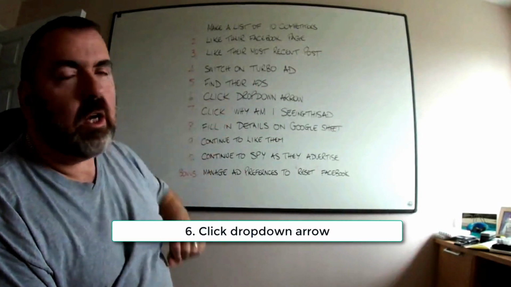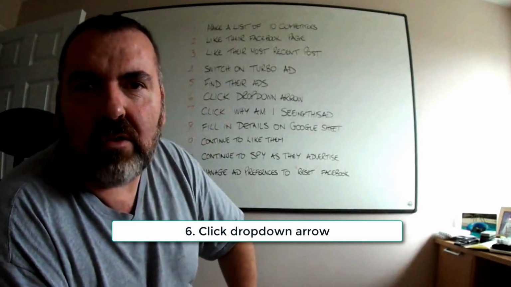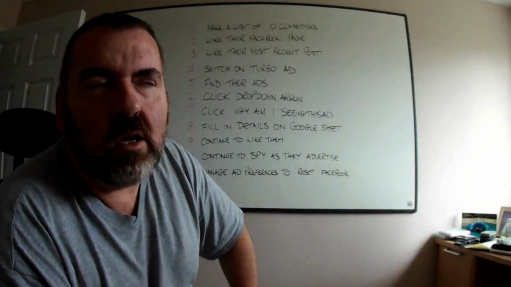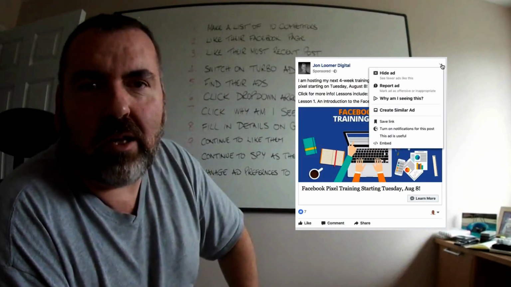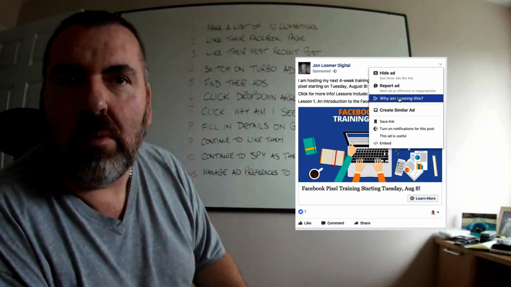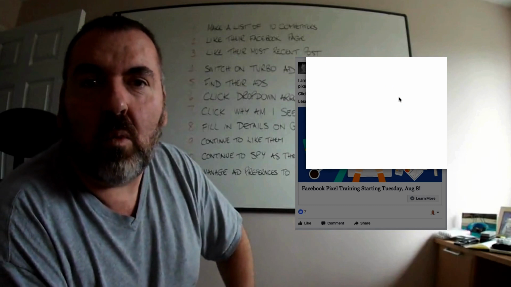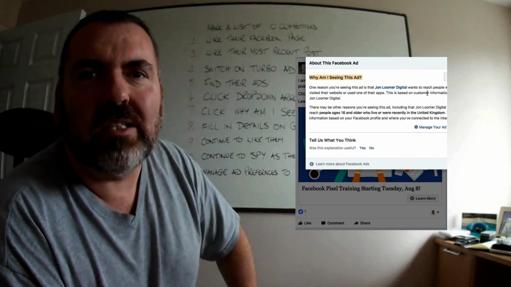So what you can do is click this drop down arrow in the top right hand corner, and I'll reference it in the actual video. If you click the drop down at the top, it gives you the options of hiding the ad. But the one that we're interested in is "Why am I actually seeing this ad?" Right, this basically tells you what the targeting has been set up for.